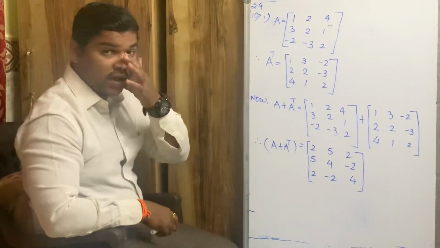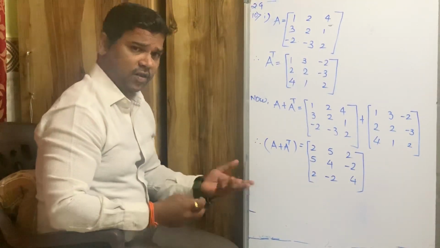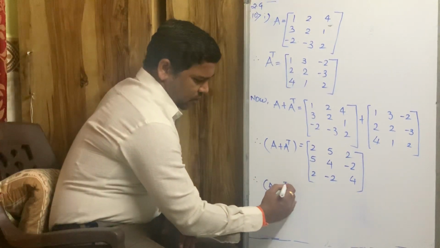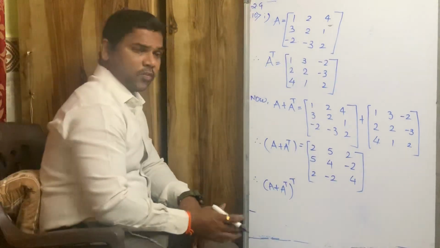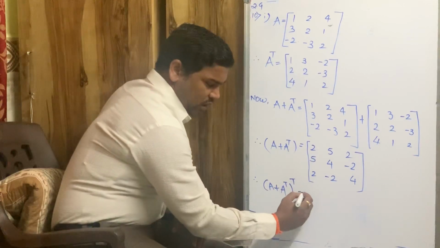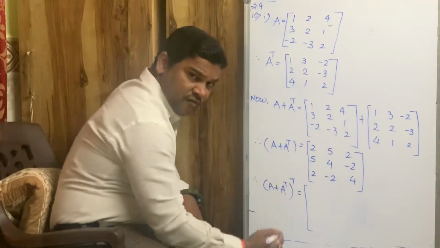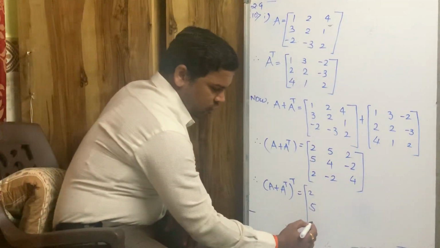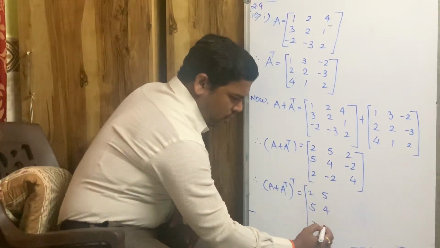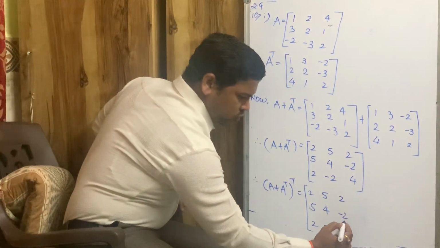अब इसे symmetric बनाना है या बताना है तो सिर्फ क्या करना पड़ेगा, ये जो मैट्रिक्स मिला है उसी का क्या करना है, ट्रांसपोज. So therefore (A plus A transpose) and the whole transpose. मतलब ये जो मैट्रिक्स मिला है उसका फिर से क्या करना है, ट्रांसपोज. तो अगर आप इसका ट्रांसपोज करते हो तो क्या होगा, if you make transpose of this matrix, first row will become first column 2 5 2, second row will become second column 5 4 minus 2, and third row will become third column, so 2 minus 2 4.